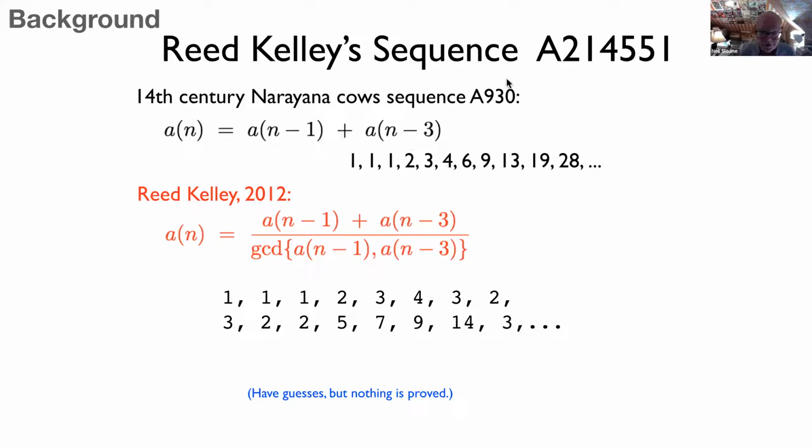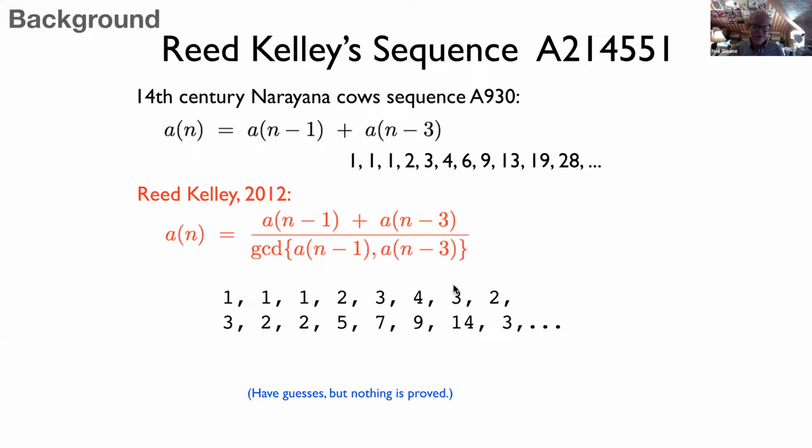So that's Narayana, sequence A930, one of the old sequences. Reed Kelly says, let's not just add those two numbers, but let's divide by the GCD. So after, for instance, after we get 1, 1, 1, 2, 3, 4, what's the next term? It should be 2 plus 4, but we're going to divide by the GCD of 2 and 4, which is 2. So we get 6 over 2, which is 3.